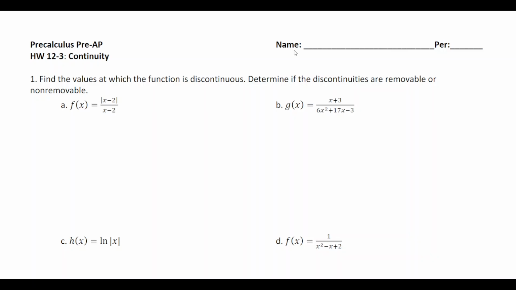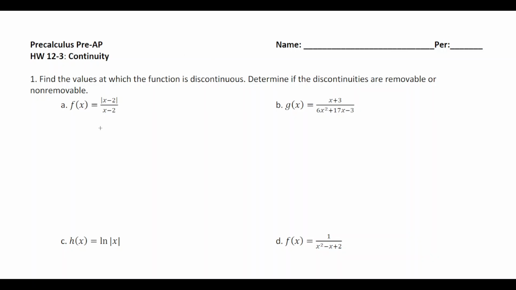The different kinds of non-removable discontinuities that we'll see here are either where you have a vertical asymptote or a jump in the function. In general, the non-removable discontinuities are ones where the left and the right-hand limit do not equal each other, or maybe do not exist. So let's take a look at number one.